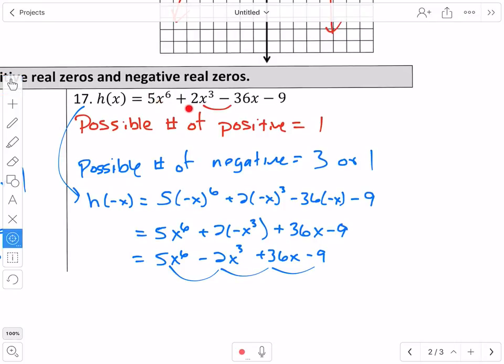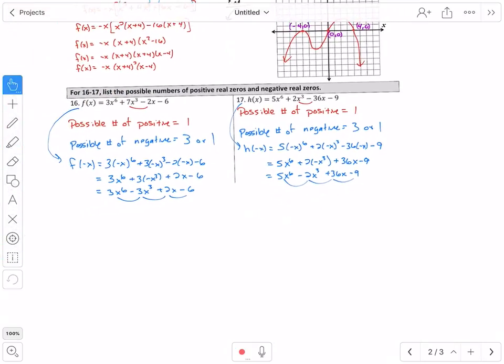17, pardon me, no sign change, 1 sign change, no sign change. There's 1 sign change for the original function, so the possible number of positive real zeros is 1. Put a negative in for the x's to find the possible number of negative real zeros. You're going to get 5x squared, negative 2x cubed, plus 36x minus 9, 1, 2, 3 sign changes. So there's 3 or 1 negative real zero.